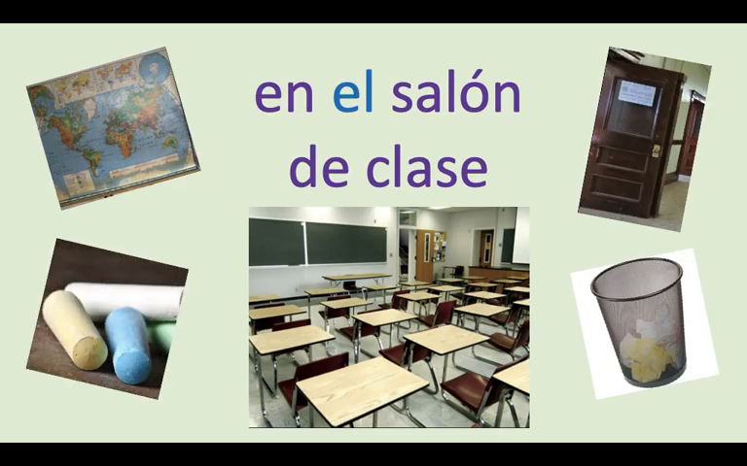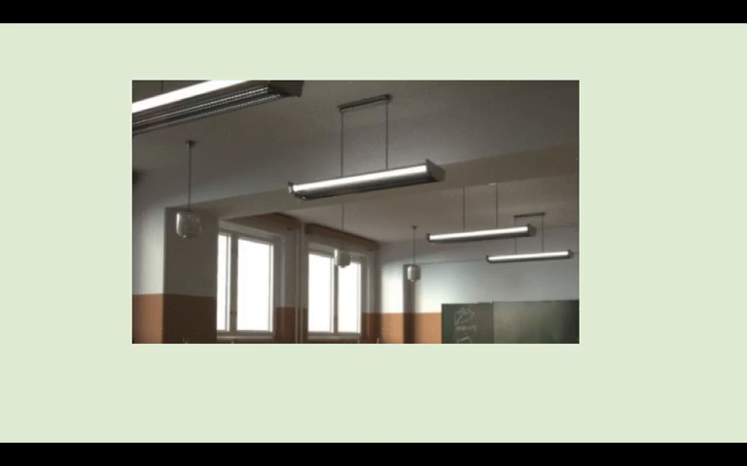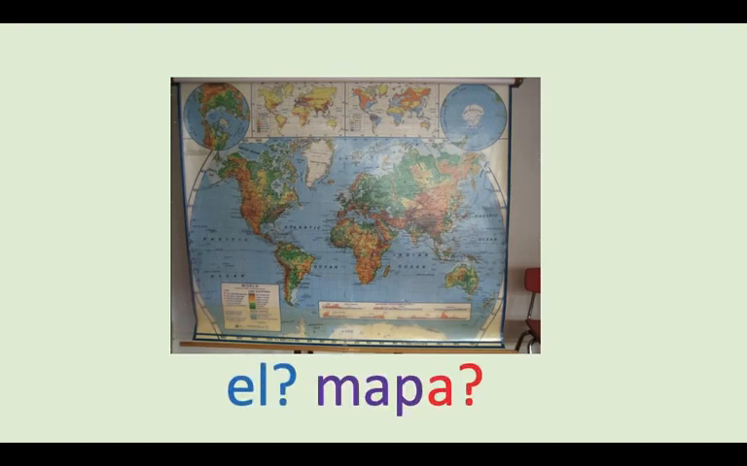Final batch of vocabulary. En el salón de clase, in the classroom. Some articles you will see around the room. Let's go. Repita, la luz. La luz. The light. Repita, el mapa. What? Wait a second. This is a noun that ends in A. I don't get it. It's masculine, the? Well, there are exceptions. Map, the word for map in Spanish, mapa, happens to be a masculine word that ends in A. So you do indeed say el mapa. You just need to memorize it. Repita, por favor, el mapa. El mapa.